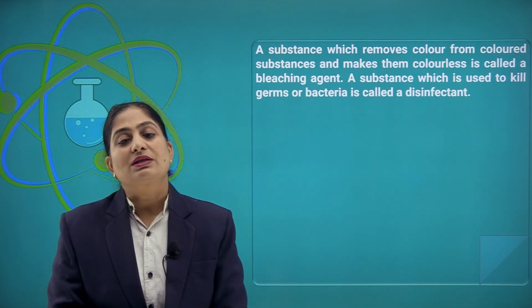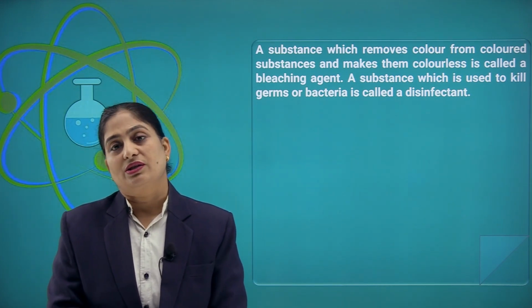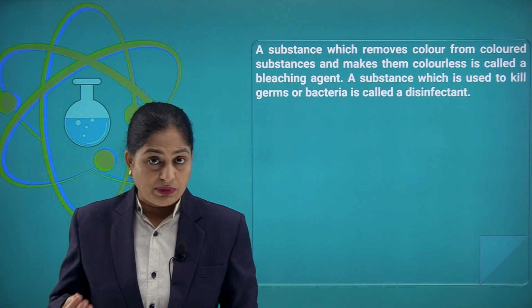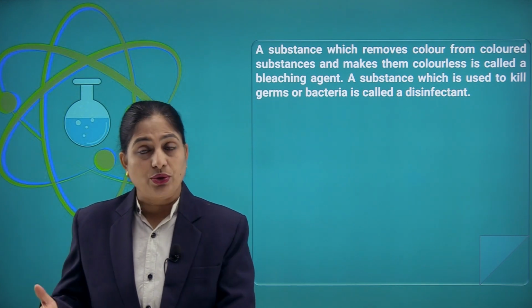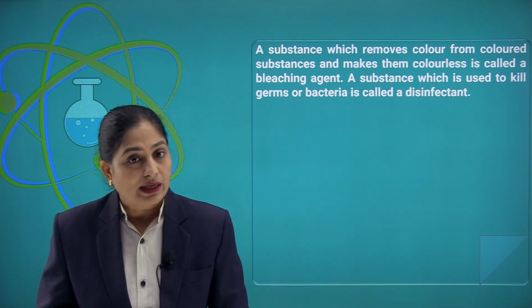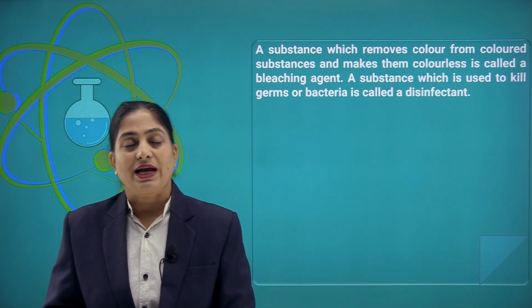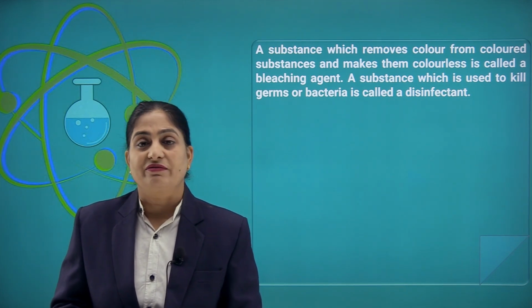Next we'll talk about a substance which removes color from colored substances. We call it a bleaching agent. So when we talk about a bleaching agent, what is bleaching, what decolorizes a colored substance, we call it a bleaching agent. Similarly, chlorine has another function, it is used to kill the bacteria, the microbes, and thus it is used as a disinfectant also.